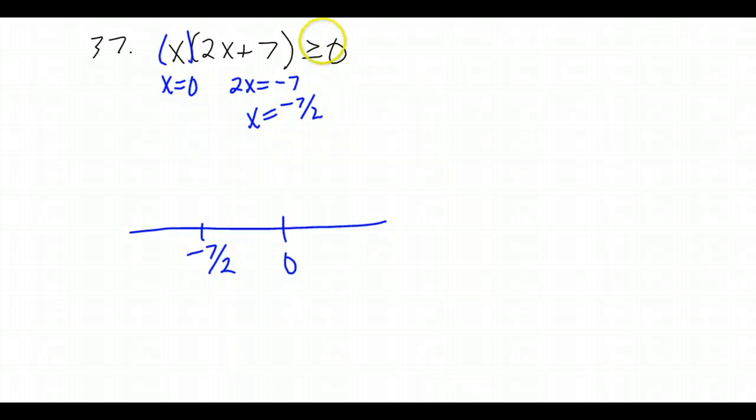And this tells me that these are both closed circles. We need to plug in a value that's bigger than 0, so 1. 1 is positive, 2 plus 7 is positive, positive times positive is positive. It starts up. A lot of these graphs will start up.